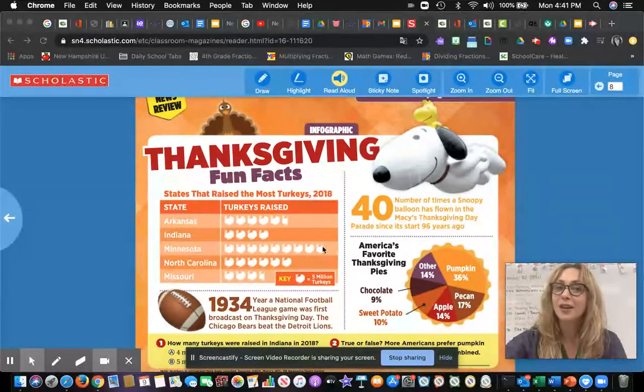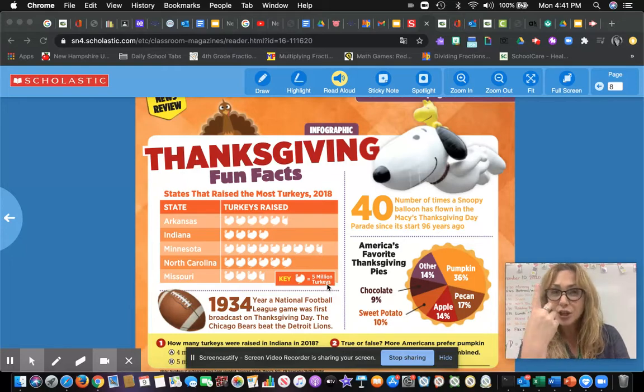There it is at the bottom of the graph. And that's usually where they're found, at the bottom or on top of the graph. So it says right here, the key, one turkey is the same as 5 million turkeys. So one turkey represents 5 million turkeys.